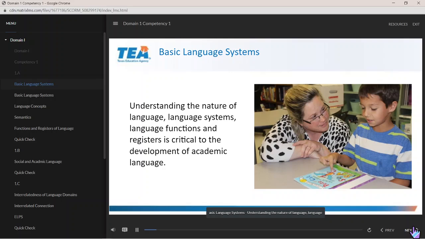Basic language systems. Understanding the nature of language, language systems, language functions, and registers is critical to the development of academic language. As educators, we must use all resources and information available to plan more effectively and incorporate all 4 language domains: listening, reading, speaking, and writing.